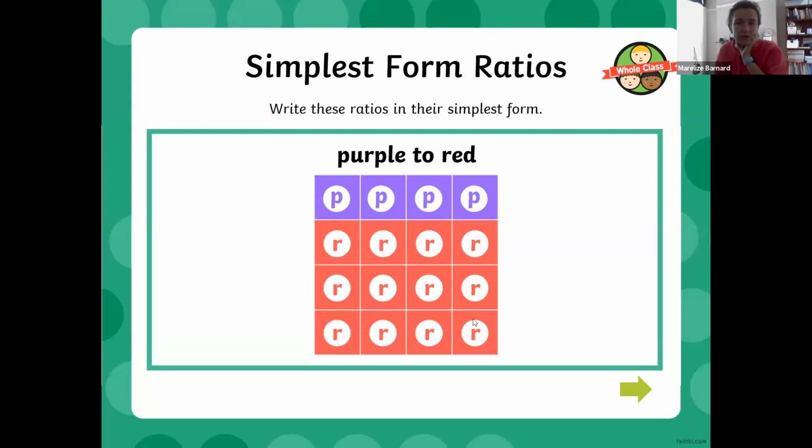And then what is our simplest form here? If it's 4 to 12, what can we simplify to? 1 to 3. What goes into 4? The biggest number, the highest common factor that goes into 4, that also goes into 12, and that is 4. And then we divide the 4 and the 12 by it.